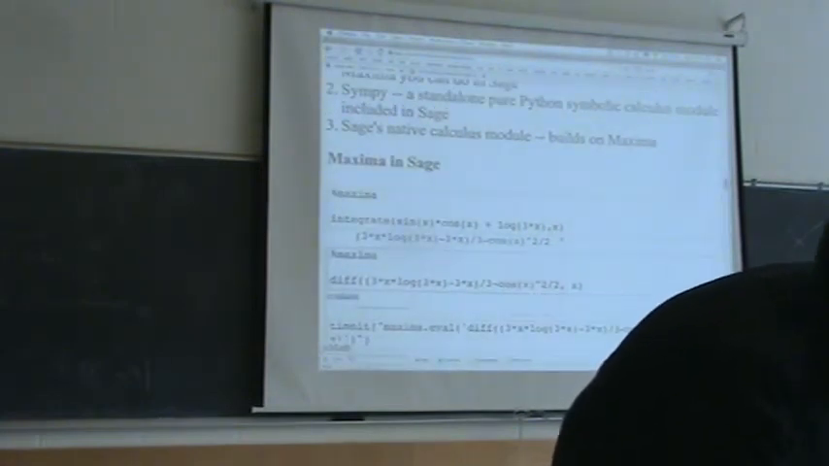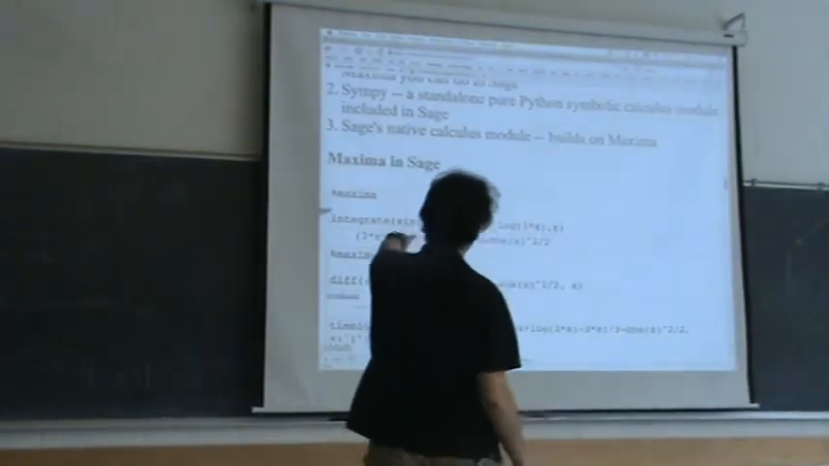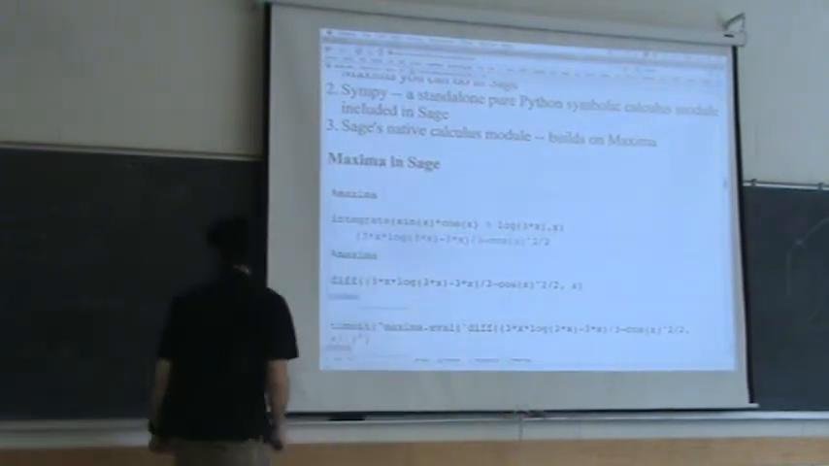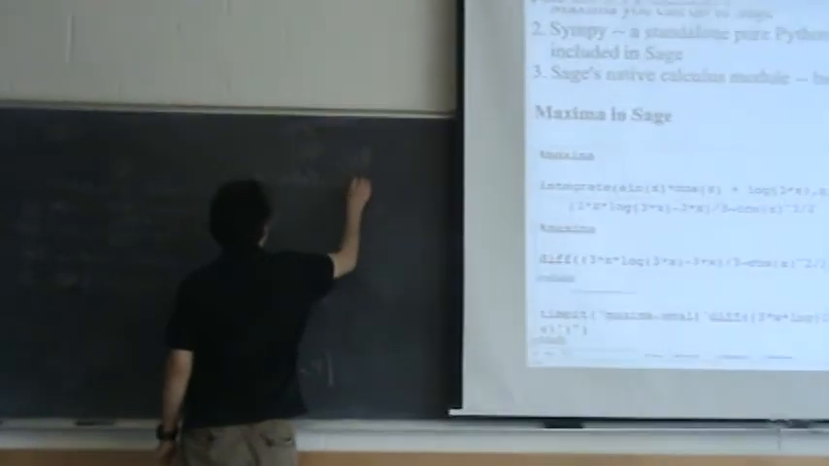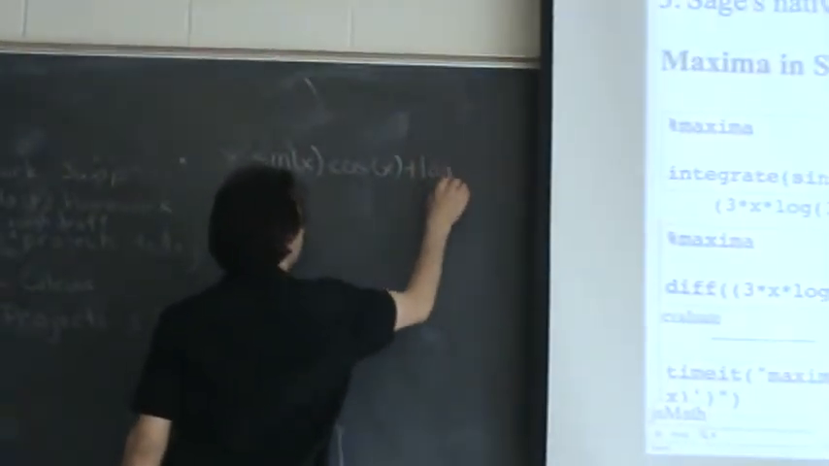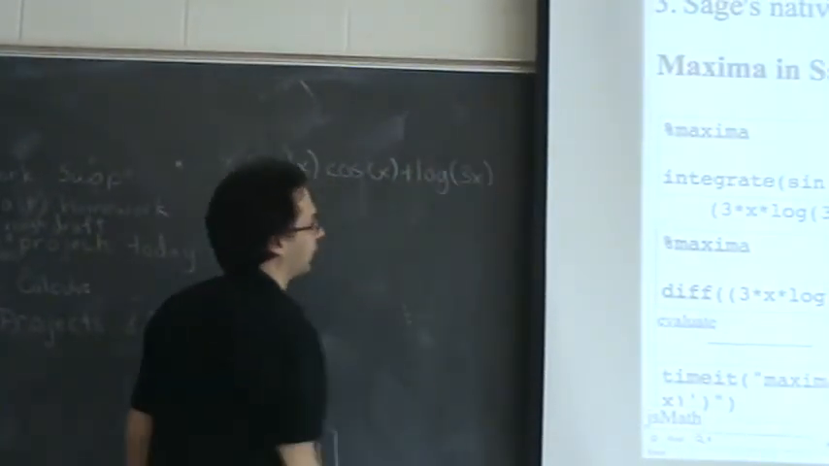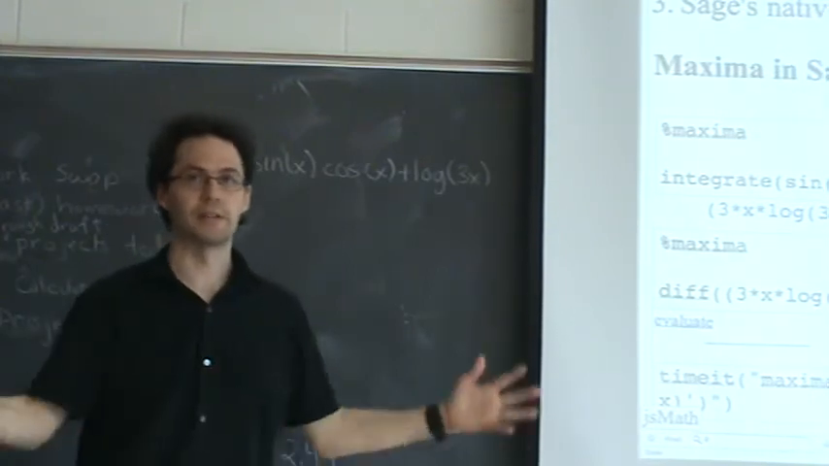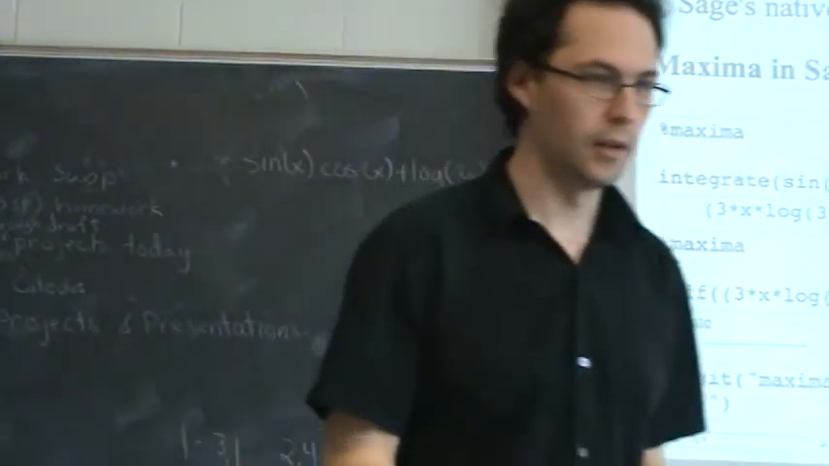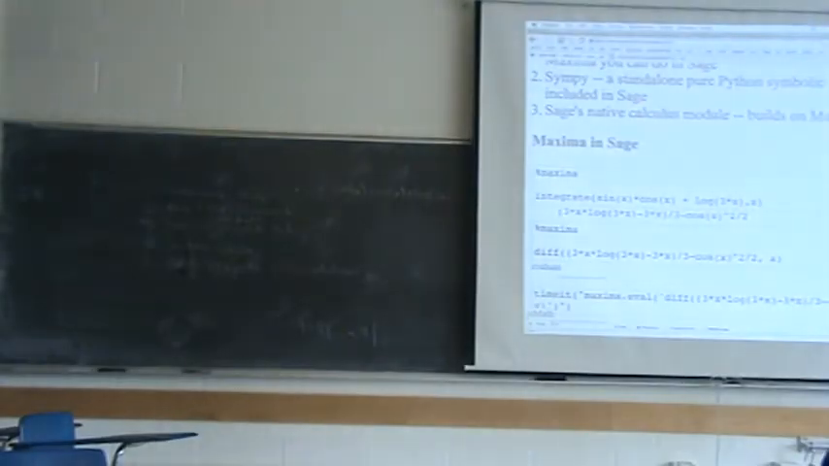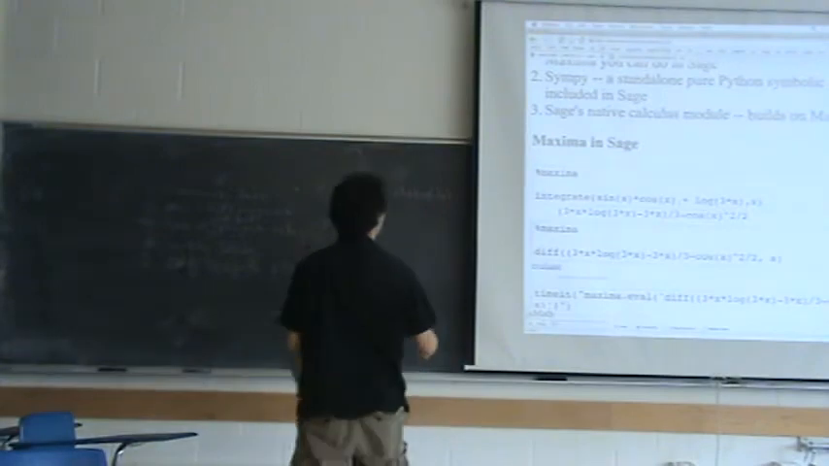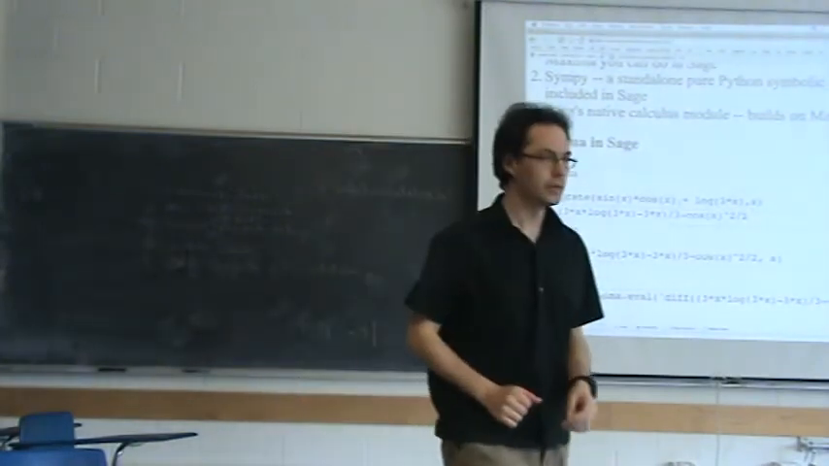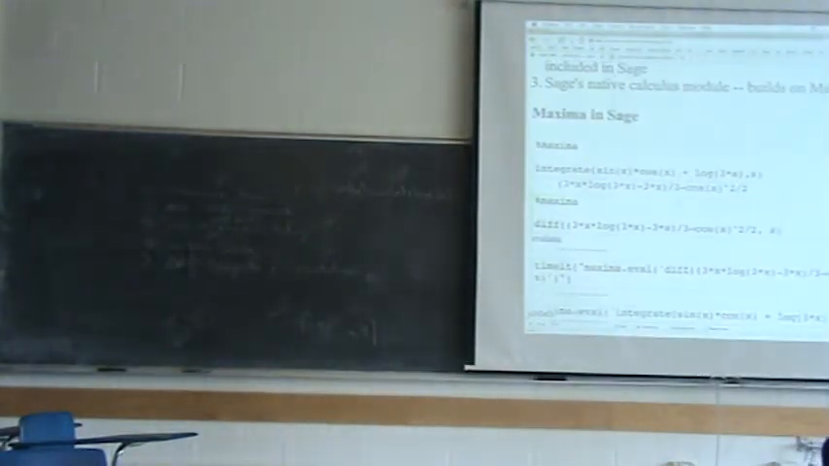Okay, so given this input, integrate sine of x times cosine of x with log of 3x, which is not the world's hardest integral. You'd expect a calculus student to be able to do that. I don't know if I could do it, but you'd expect that you can. And there it is. Maxima's done the integral, and it's got the answer that was there. And there's a lot of other things that I'll show you in a minute.